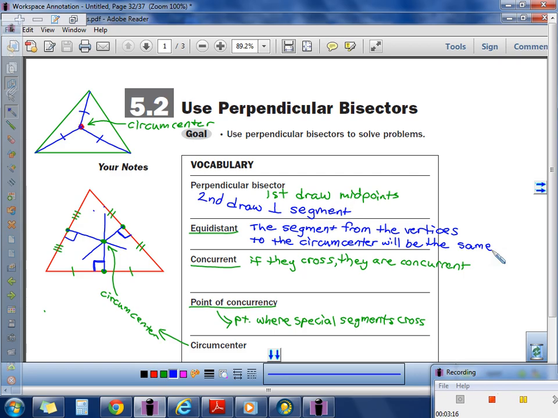If those are the same, then that point is equidistant from the three vertices. So when those segments are the same, this point right here, the circumcenter, is equidistant from the three vertices. This point is equidistant from the three vertices. That's a major fact that you have to be able to do on these pictures.